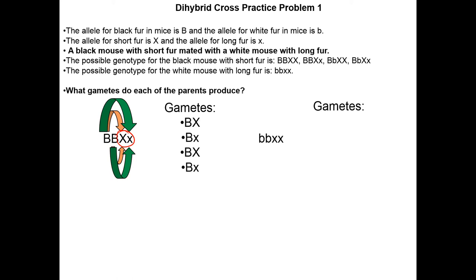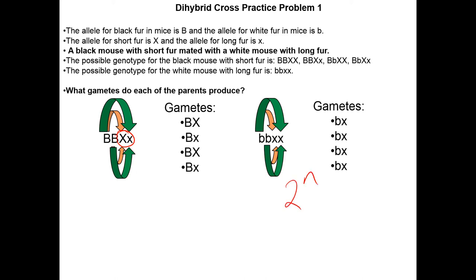So what about the female mouse? That's got white fur, but it's long. Well, again, you can use the foiling method. Little b, little x. Here there's only one possible outcome. How can you double check that this is right? Again, 2 to the n power, n being the number of heterozygous genotypes. Both genotypes for this individual are homozygous recessive, so n equals 0. Well, 2 to the 0 equals 1. So there's only one possible gamete type that can be produced: little b, little x.